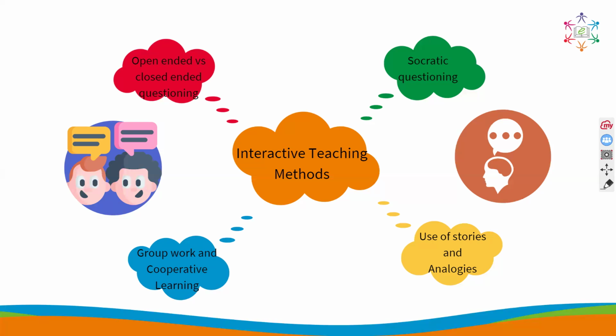Then the next method we have is group work and cooperative learning, which can promote collaboration and peer learning, where students work together to solve problems or explore concepts. For example, you can divide the students into groups and assign each group a different stage of the water cycle. Each group researches their stage and then teaches it to the rest of the class.